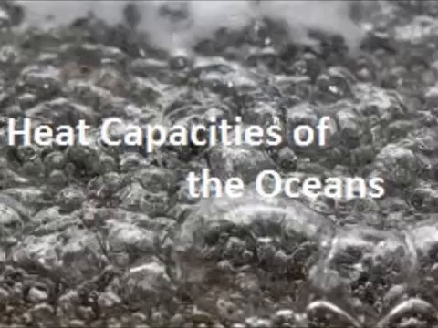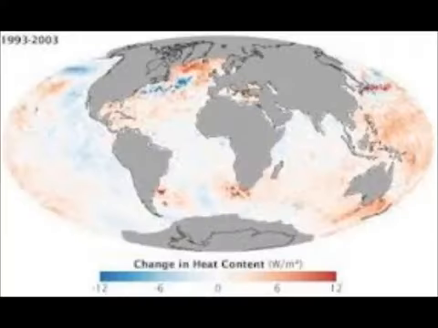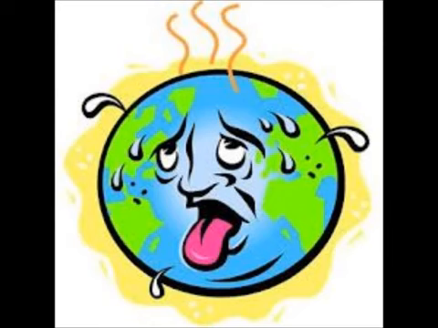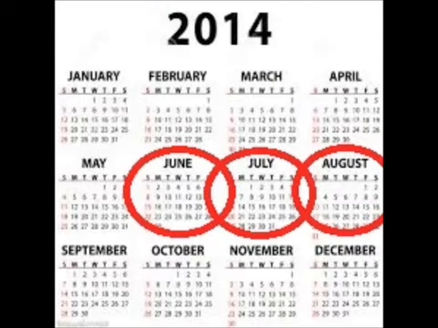Heat capacities of water. Water has a high capacity to store heat. Oceans take a long time to heat up and a long time to cool down again. Because water takes a long time to reheat after winter, the warm months get pushed back in the year. Same thing goes for the cooling down and the colder months.